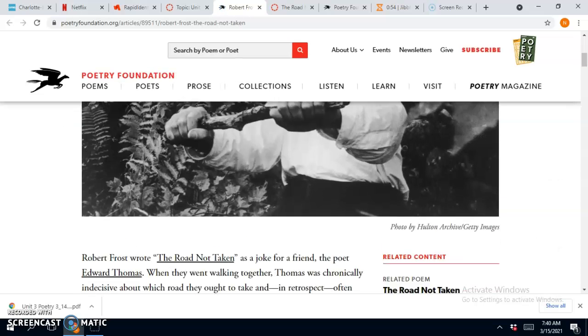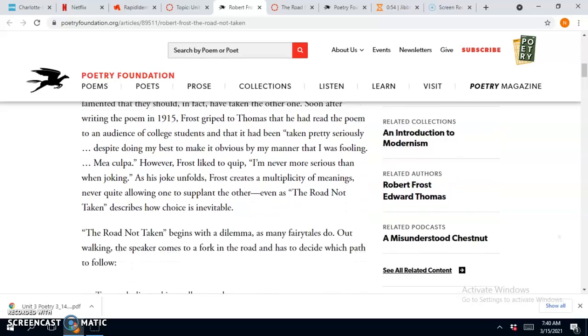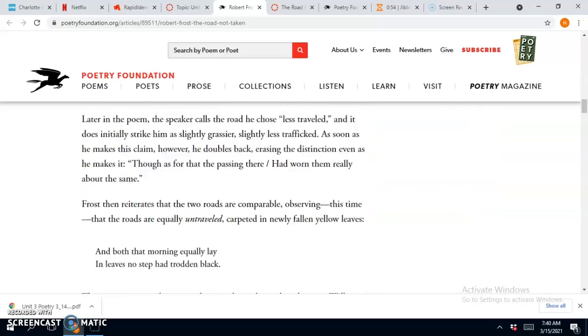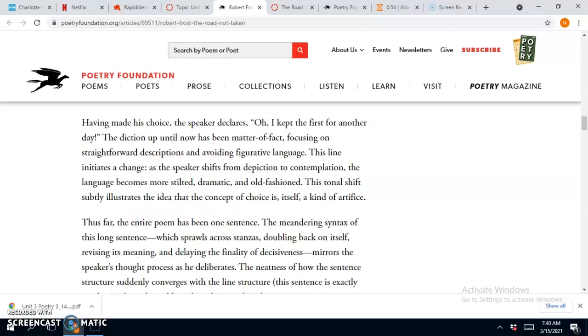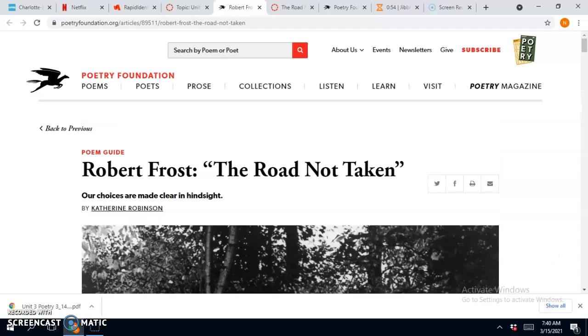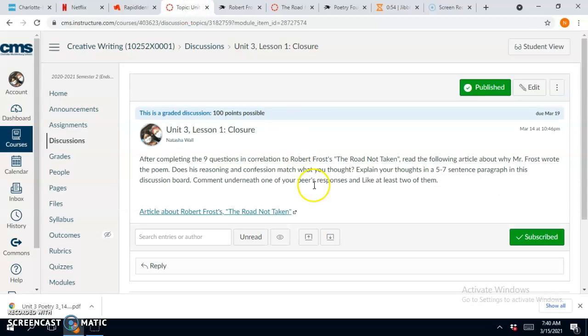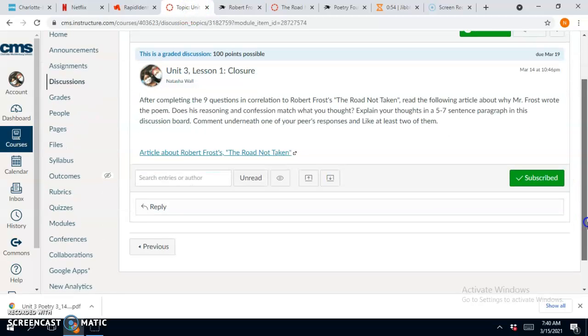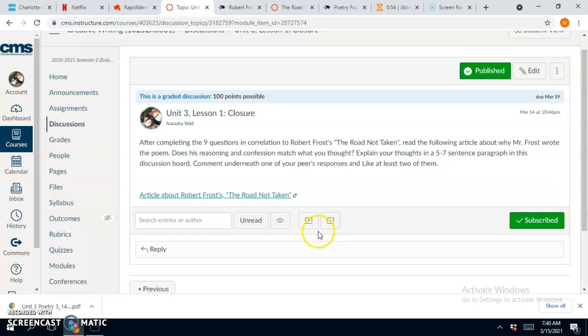Here's Robert Frost and read as to why he wrote the poem. And then see if the answers match your answers. And if they do, then guess what? You are successfully reading poetry. And that's the end. I'll see you guys in class.